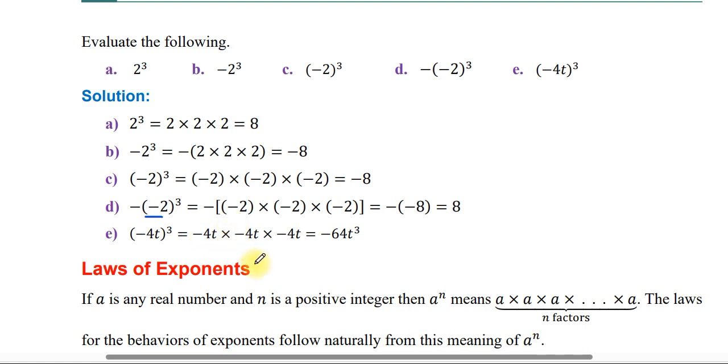Negative 4t times negative 4t times negative 4t, which is negative 64t cubed.